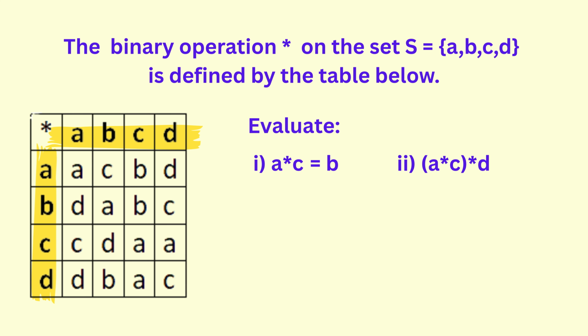In part 2, we need to determine the bracket first. We already found a star c, that's b, so we replace the bracket with b. So now we are only finding b star d. So we look for b in the first column and combine it with d from the top row to get c. So b star d is c.